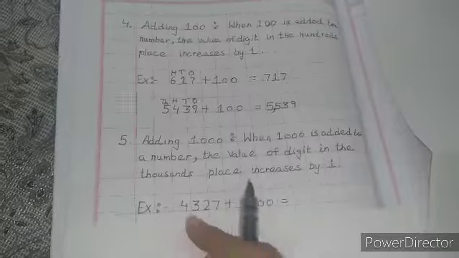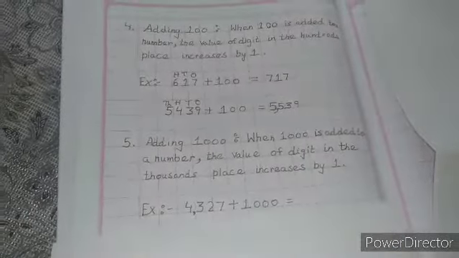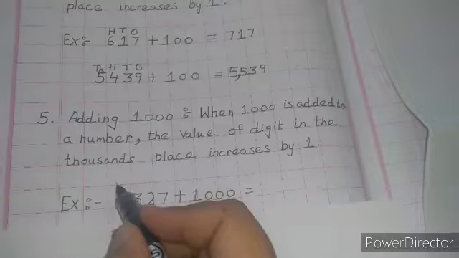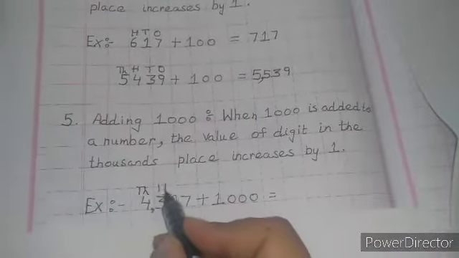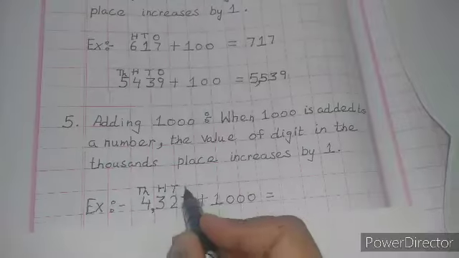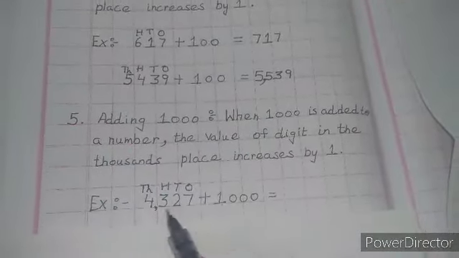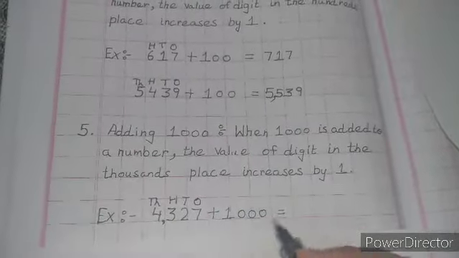Suppose the number is 4327 and we have to add 1000 to it. So what is the first step? We have to put in the place values, 1000, 100, tens and ones. Now 1000 we have to add, so we have to increase the value of the 1000 place by 1.